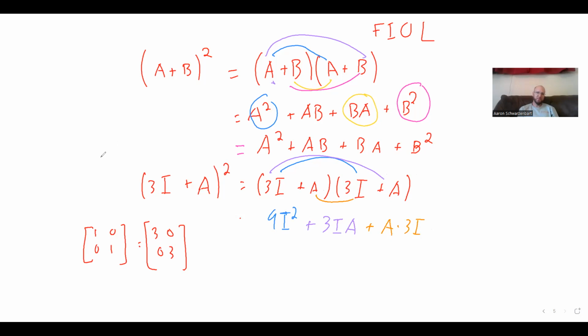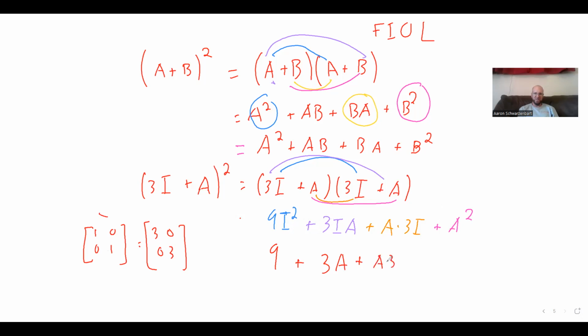And finally, A times A is plus A squared. Now, I can be simplified. I times I is just I, which is like 1. The identity matrix does not change anything. So 9I squared is 9I. 3 times I times A is 3A. Because I does not change anything, it's the identity.